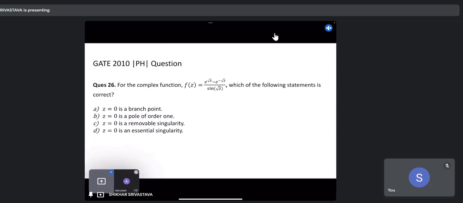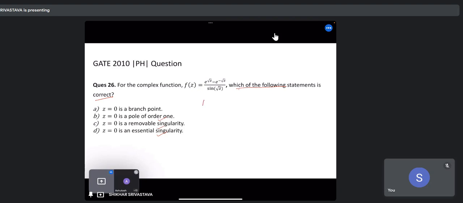The question is: for a complex function f of z, equal to exponential root z minus exponential minus root z upon sine of root z, which of the following statements is correct? There are 4 options, and you have to find which one is correct. Either it is a removable singularity, essential singularity, simple pole, or branch point. Branch point is something I'm not going to teach in this class. If you want that, I would recommend you go through my slides of the previous phase. It's not very important for the GATE exam.